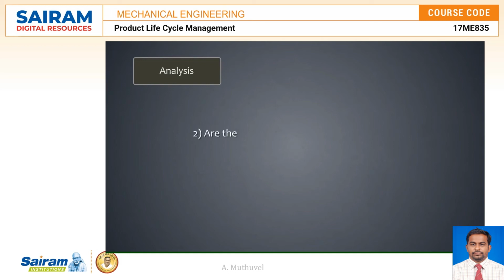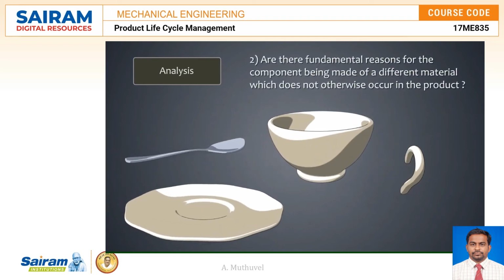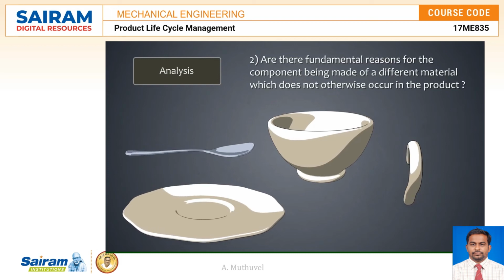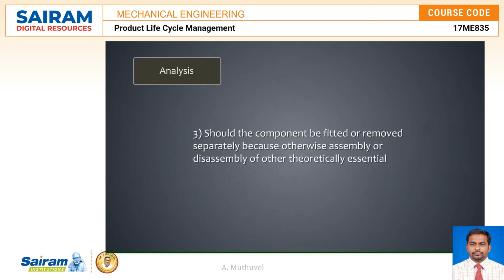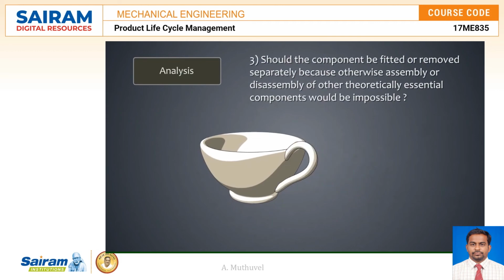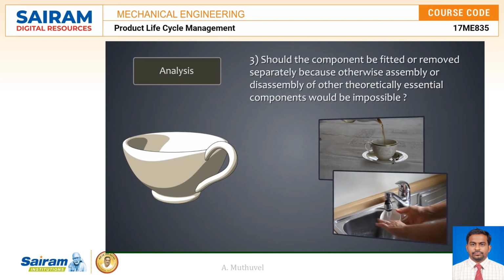Then we ask, are there fundamental reasons for the component being made of a different material which does not otherwise occur in the product? Once again, let's look at the ear. The ear does not need to be of a material different than the cup. It too is made of ceramic, so the answer is no. The final elimination question is this: should the component be fitted or removed separately, because otherwise assembly or disassembly of other theoretically essential components would be impossible? So in our example we ask, does the ear need to be detachable in order to execute any of the processes associated with the product, like drinking or cleaning? The answer is once again no.